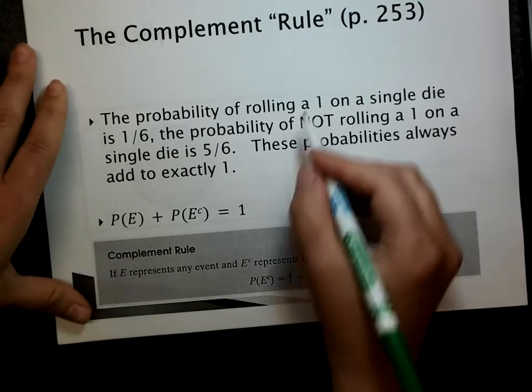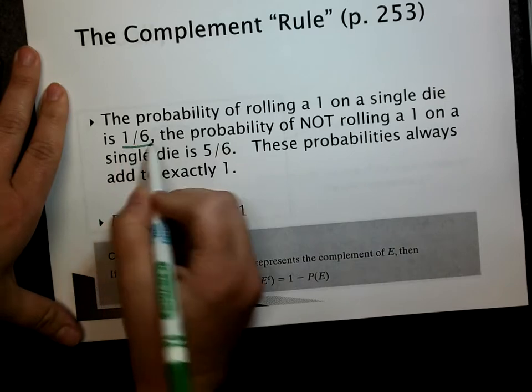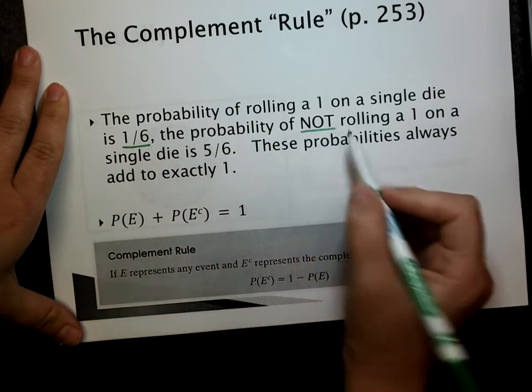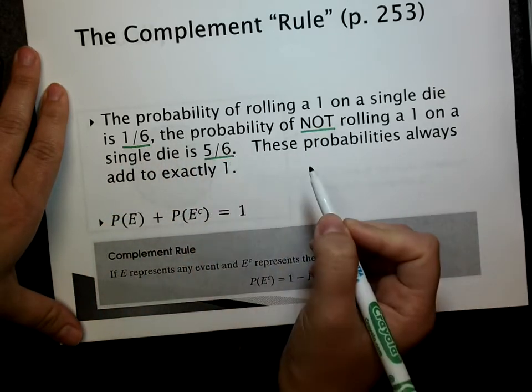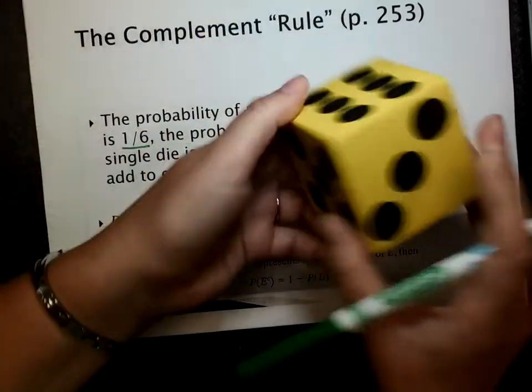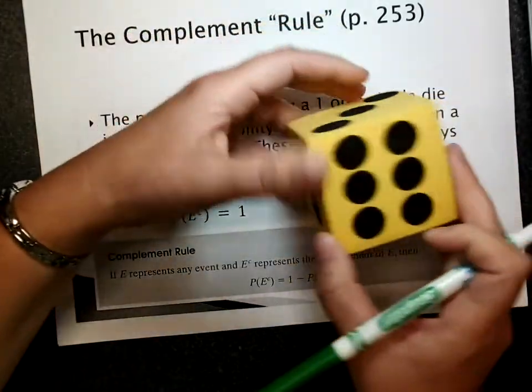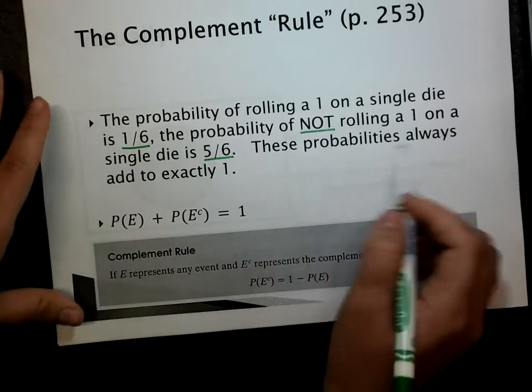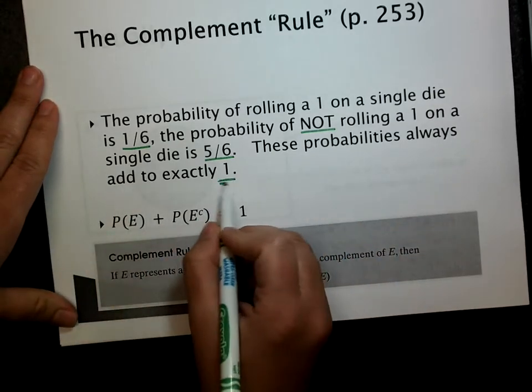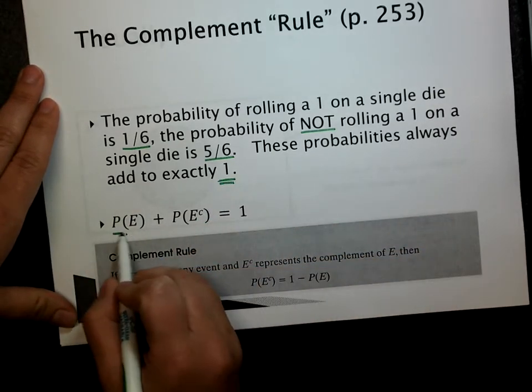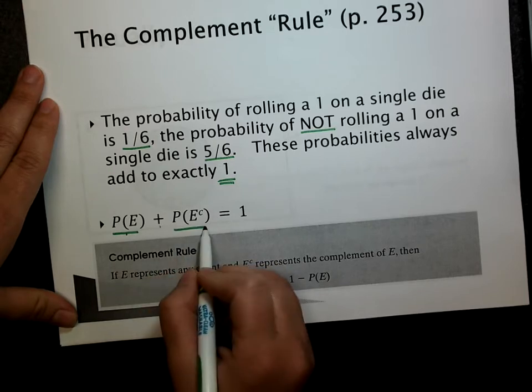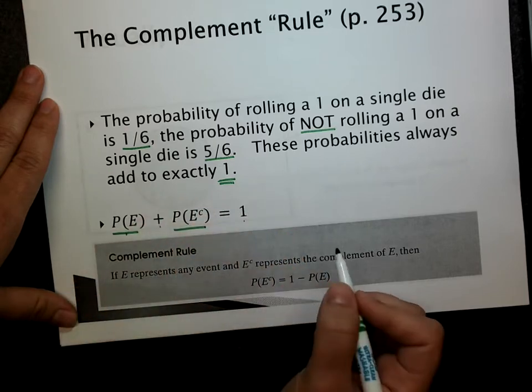So if the probability of rolling a 1 on a single die is 1 out of 6, the probability of not rolling a 1 is 5 out of 6, because there's 5 other options that are not 1s on a die. So these probabilities will always add to exactly 1. The probability of an event occurring plus the probability of the event not occurring will always equal 1.